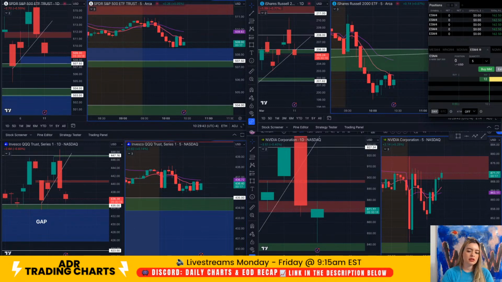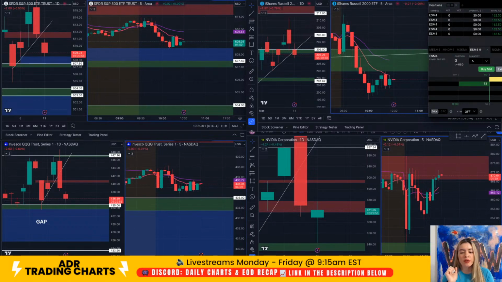I don't know. For me to play the downside, I need, first of all, for SPY to lose 507 and for the Q to lose 434. The main trade that I'm looking at is the Q losing 434. That's basically the trade that I'm looking at today.